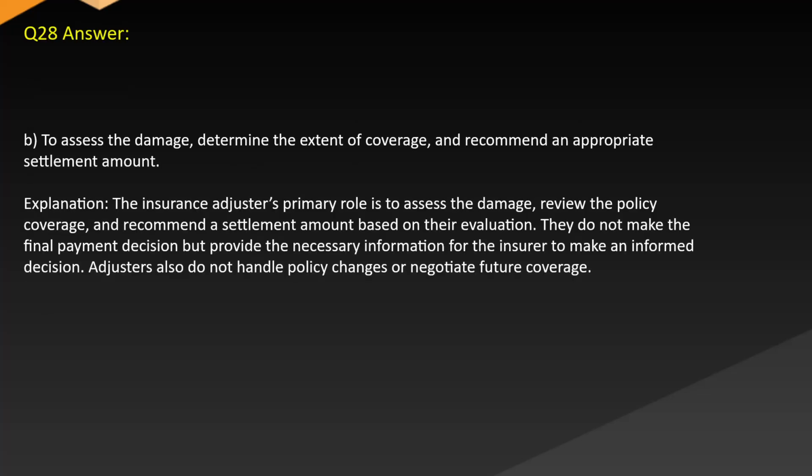Answer: B. To assess the damage, determine the extent of coverage, and recommend an appropriate settlement amount. Explanation: the insurance adjuster's primary role is to assess the damage, review the policy coverage, and recommend a settlement amount based on their evaluation. They do not make the final payment decision, but provide the necessary information for the insurer to make an informed decision. Adjusters also do not handle policy changes or negotiate future coverage.